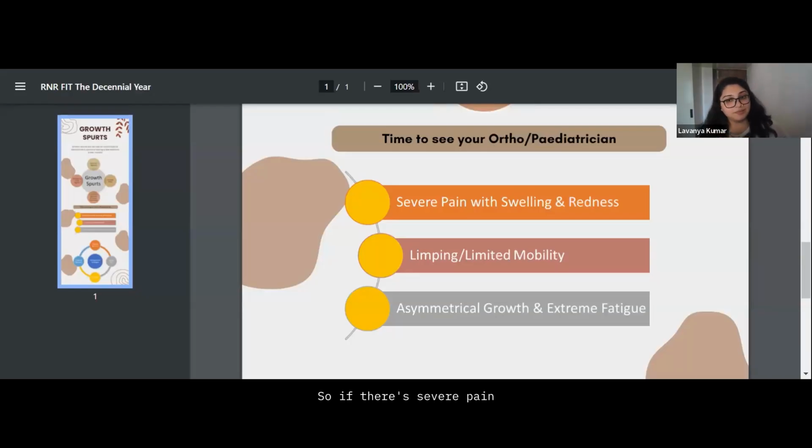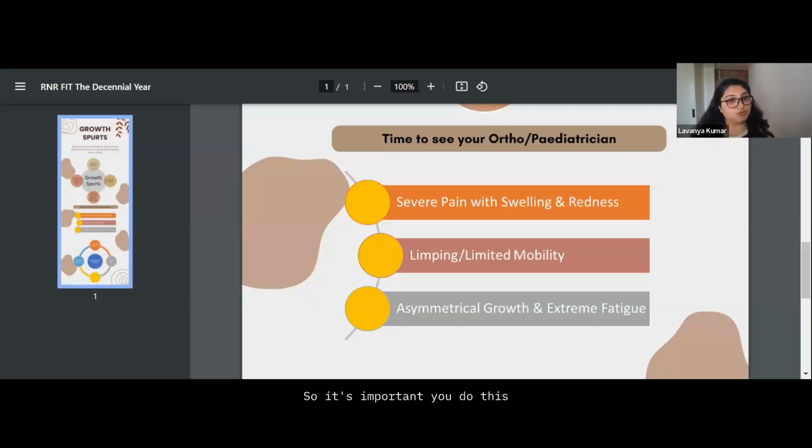So if there's severe pain and it's also with any of these three components, please make sure you see your ortho, pediatrician, or even a physio, but preferably an ortho or pediatrician, because if there need be for drugs in order to reduce the swelling apart from just the cold and the rehabilitative management part of it, it's good to take an ortho or pediatrician's consultation, so that if there are any deficiencies present in the child, that can be looked into, taken care of, and also supplemented with.